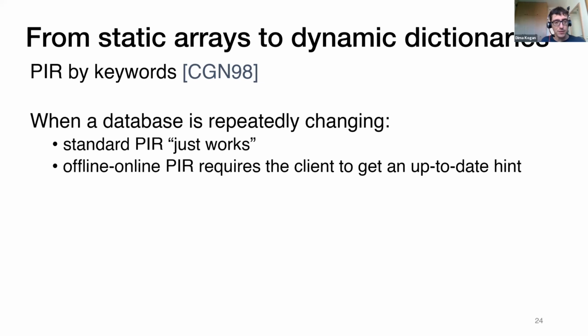To expand on this a little bit, in standard PIR, in which there's no offline phase and no hint, when the database changes there's actually no problem, because the client and the server can always just run their queries against the latest version of the database. For offline-online PIR, database changes are more of a problem, because we risk that the hint of the client will be stale, not up to date with the server. So somehow we need to make sure that the state that the client holds is constantly up to date with the database as the database changes.